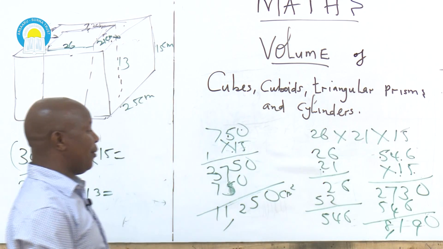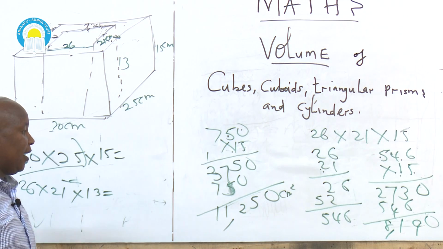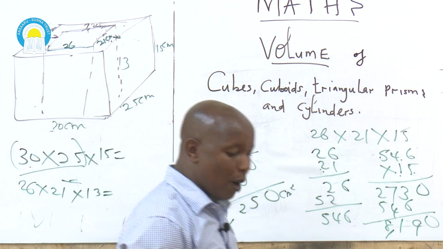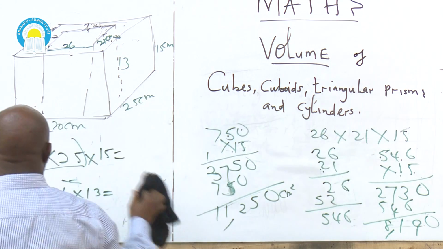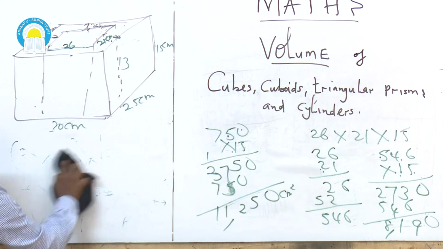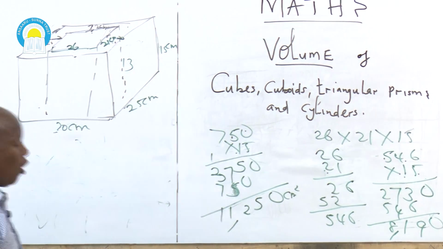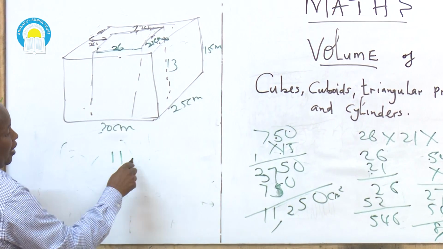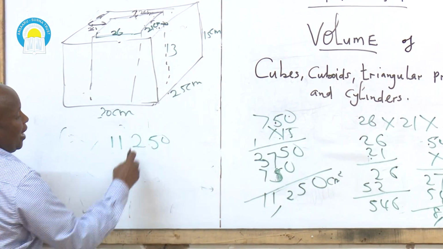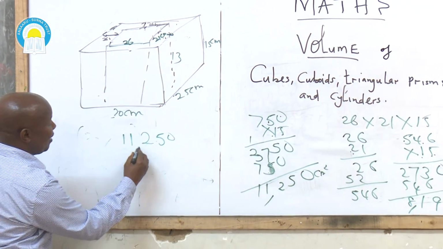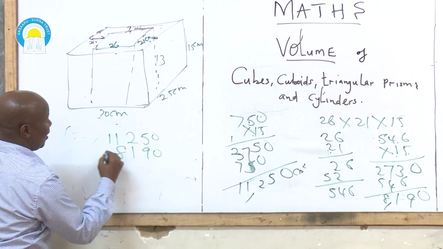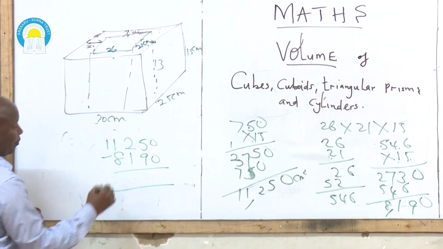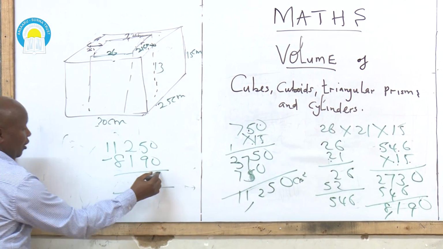The volume of the hole is now 8,190. So what you do now, you subtract the volume of the big box minus the volume of the hole. Volume of the big box now is 11,250. Then you take away now 8,190. KCPE question. 0 take away 0 is 0.